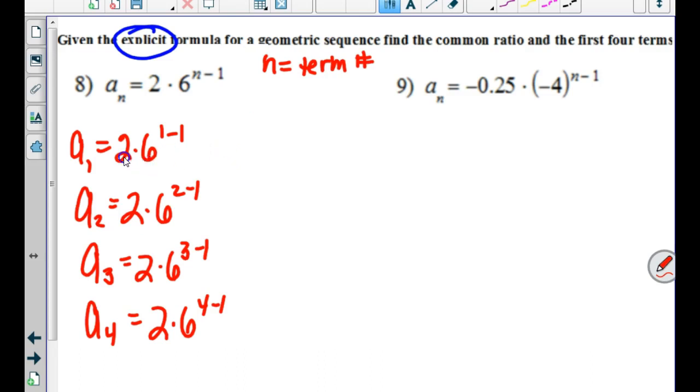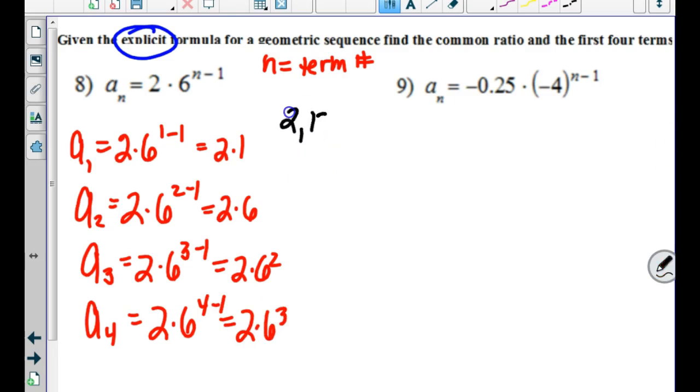All right. Now, can I do 2 times 6 first? No. So this becomes 2 times 6 to the 0, which is really 1. This is 2 times 6 to the first. This is 2 times 6 squared. And this is 2 times 6 cubed. So the actual sequence would go 2, 12, 72, 432. That's too big, isn't it?